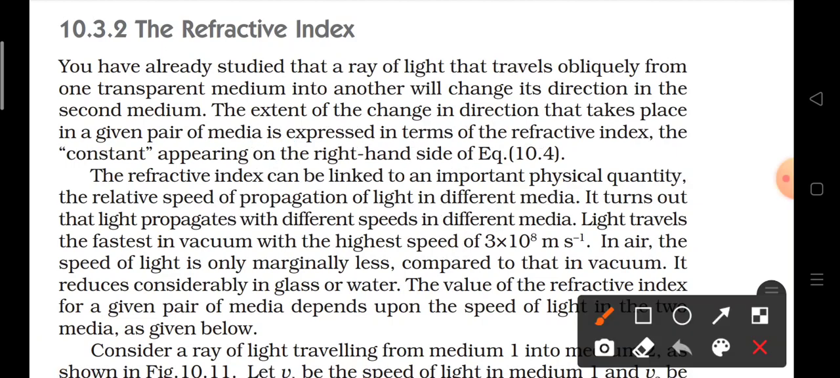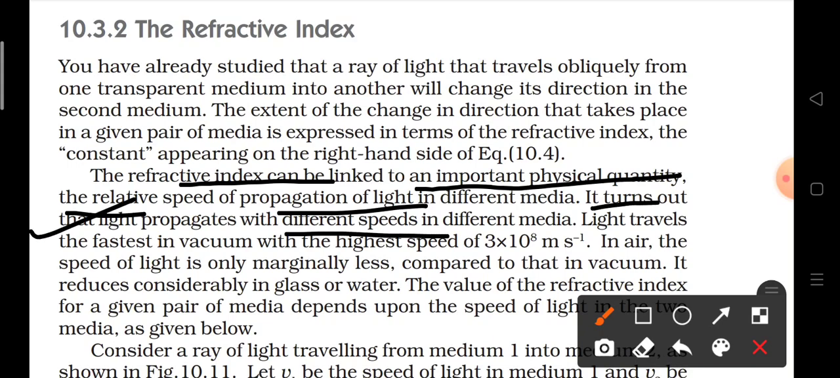Good. So now refractive index can be linked to an important physical quantity, the relative speed of propagation of light. What can we link refractive index to? The speed of light in that medium, the speed at which light travels in that medium. It turns out that light propagates with different speeds in different media. Light travels with a different speed in every medium.